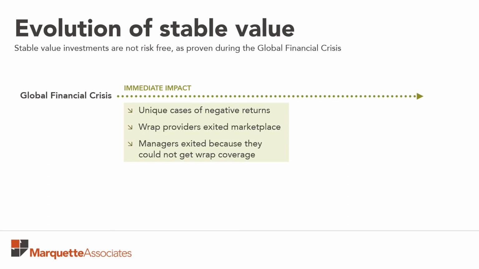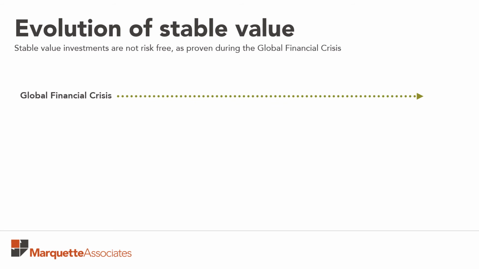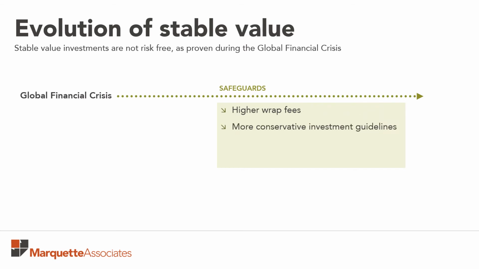However, the stable value marketplace has significantly changed since then, and a number of safeguards have been put in place. Costs for wrap contracts have increased, reflecting the greater need to hold more capital to protect themselves from risks during crisis times. The investment guidelines are now more stringent to avoid fixed income with longer duration and higher credit risk. And some providers have extended put option provisions from 12 to 18 months in extreme market environments.